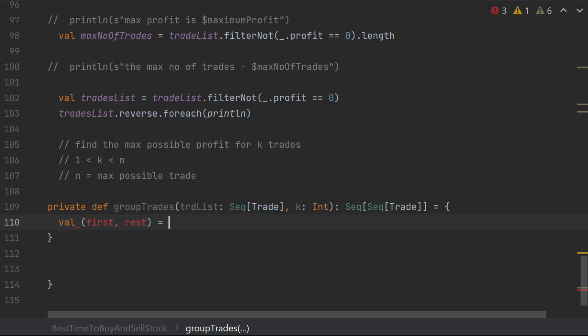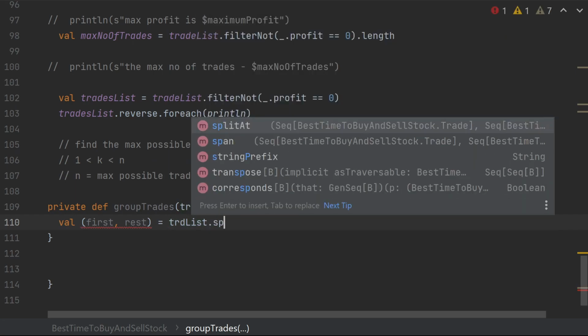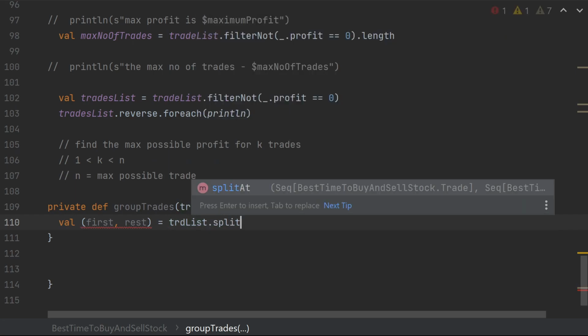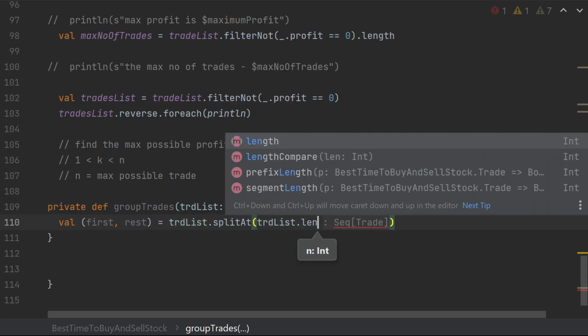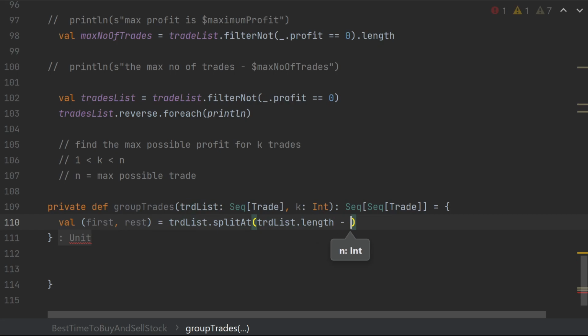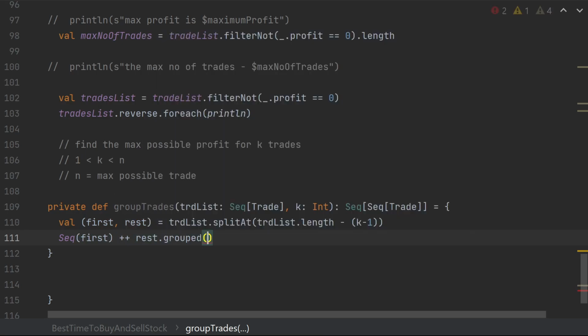Alright, so we are going to split the entire list into k groups. So it's going to be tradeList dot splitAt, tradeList dot length minus k minus 1. Alright, so let's create the group. So it's going to be first and then append rest dot grouped.